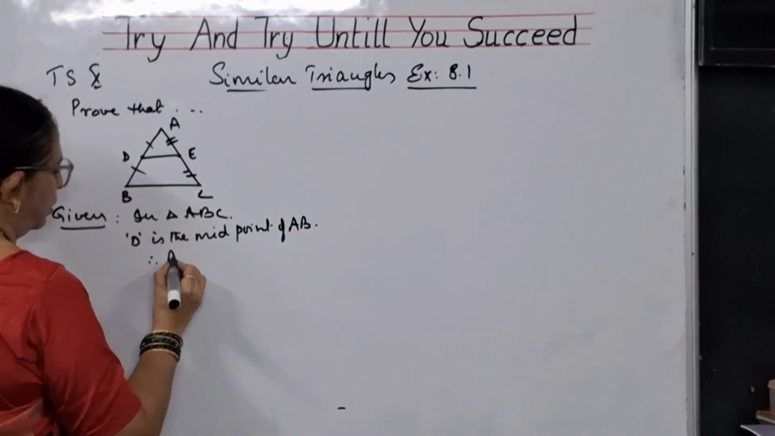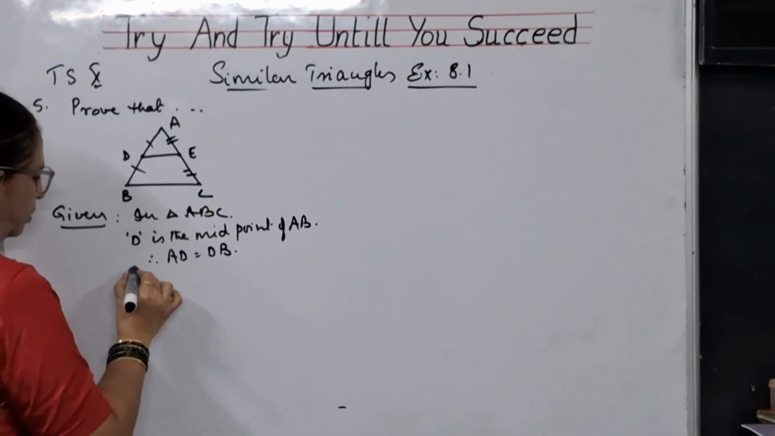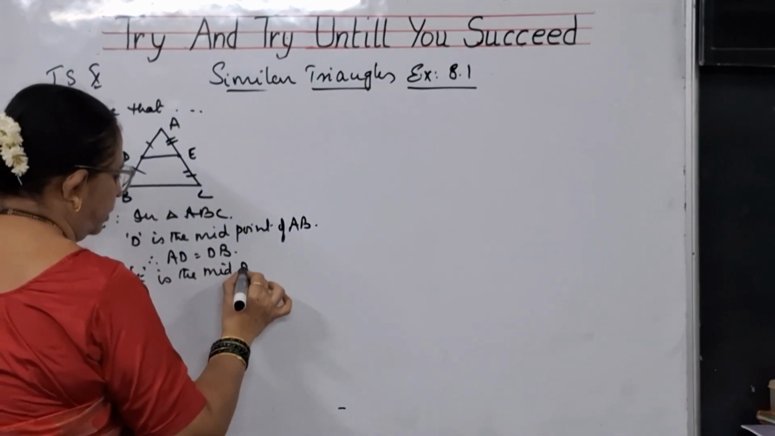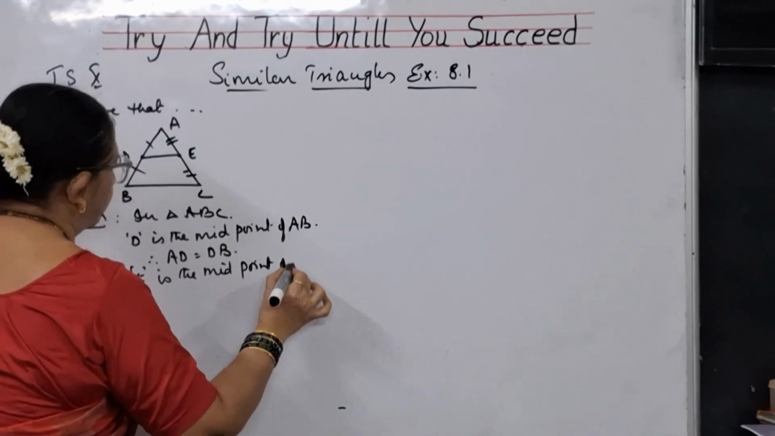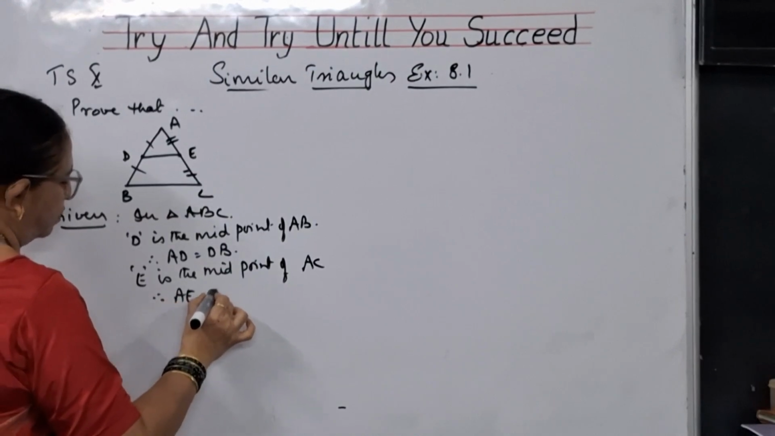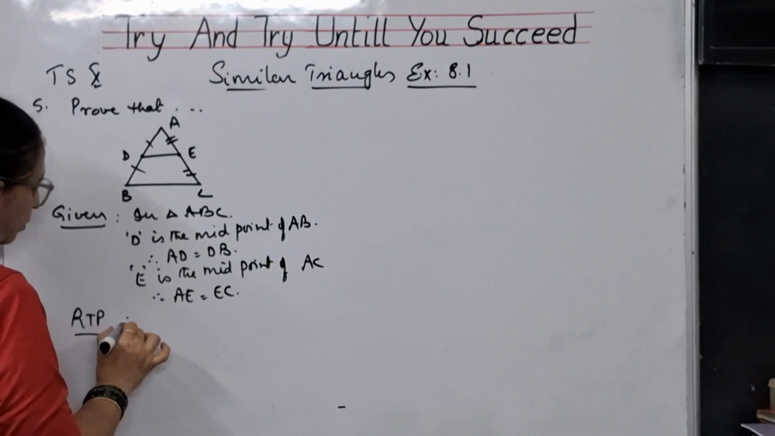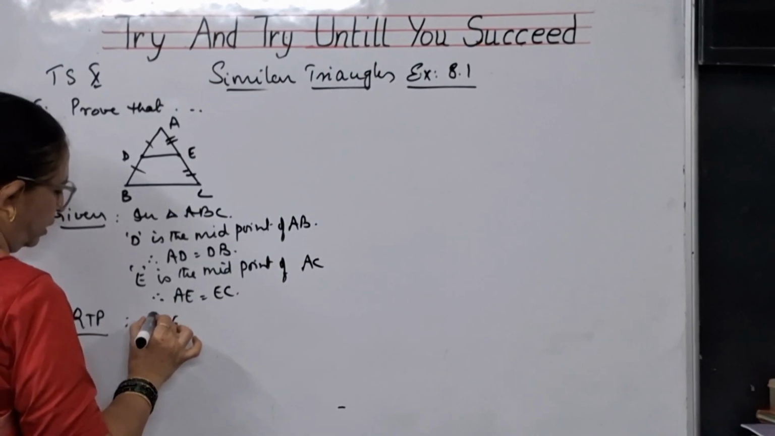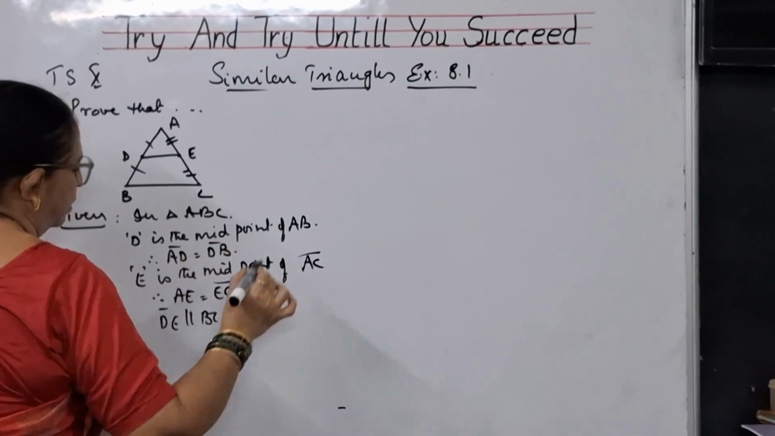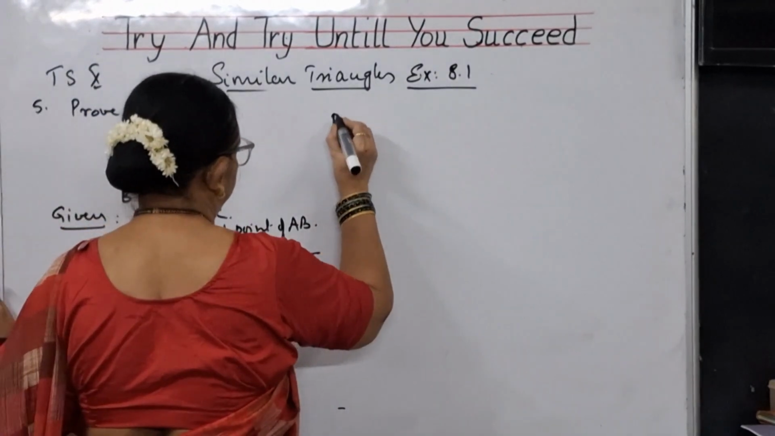That means what? AD is equal to DB. And also E is the midpoint of AC. That means what? AE is equal to EC. Now what is RTP, required to prove? You have to prove that DE is parallel to BC. You need to prove that DE is parallel to BC. Now let us see the proof.